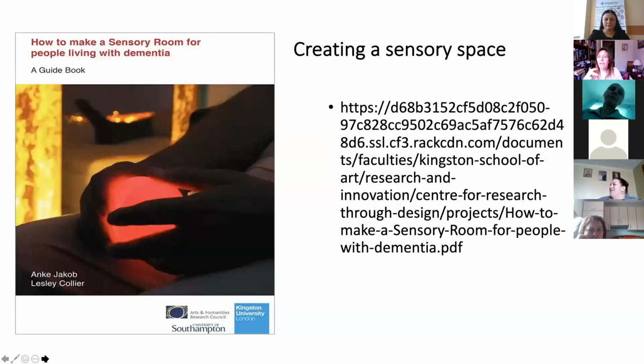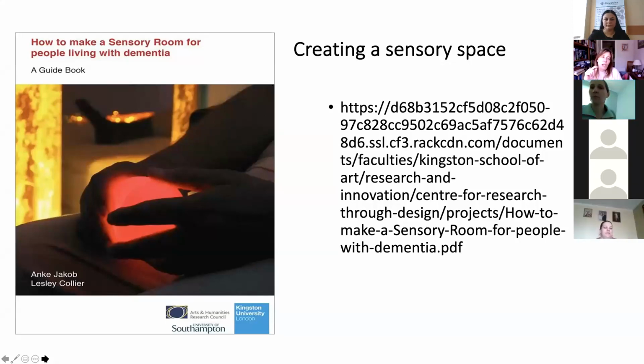And the final thing I wanted to mention is this particular guidebook, which I wrote with an architect. It does say for people living with dementia, but it has got some good ideas if you're looking for solutions to help people adapt their homes.